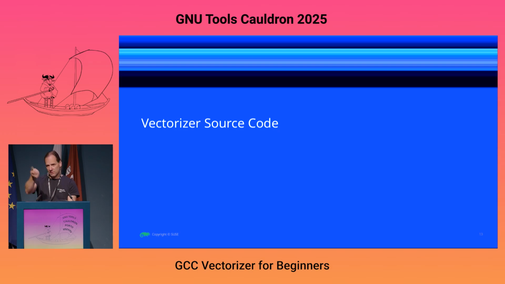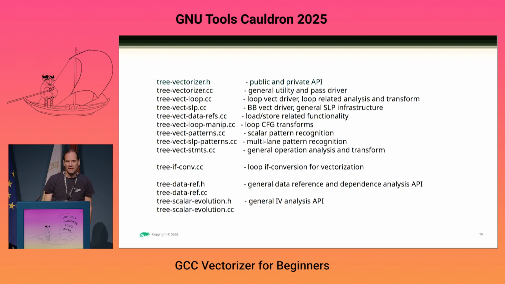Okay, so you want to contribute to the vectorizer. Where do you start? You start with something you want to do, a problem, of course. But then there are very many files in the GCC repository. They unfortunately all start with a tree dash, so they do not order very well. But luckily, all the vectorizer things continue with vect, so you can glob by that. And there are actually not many files.